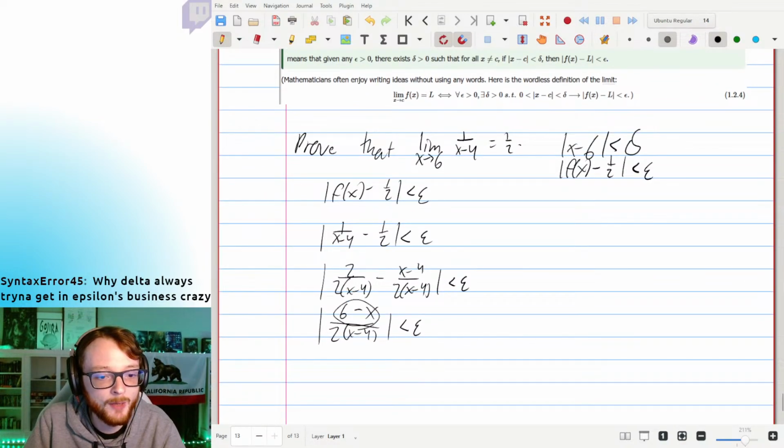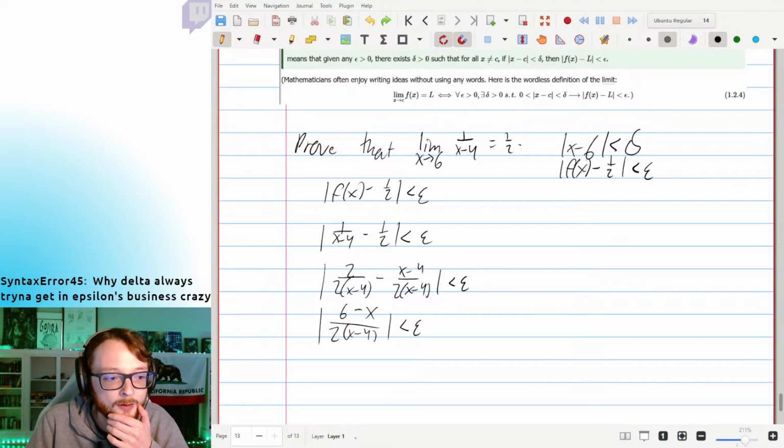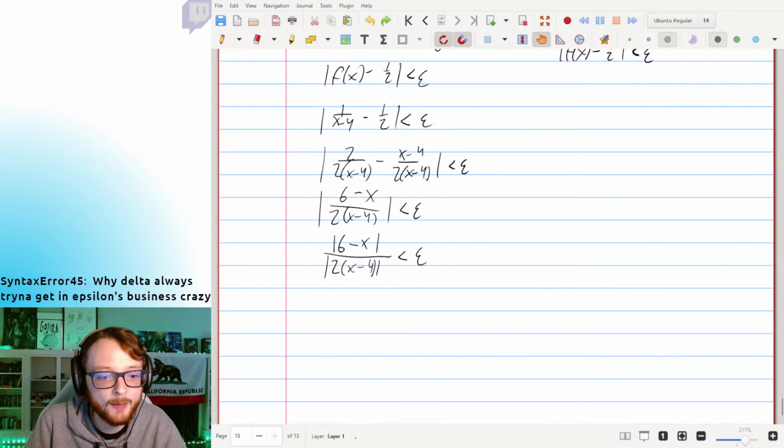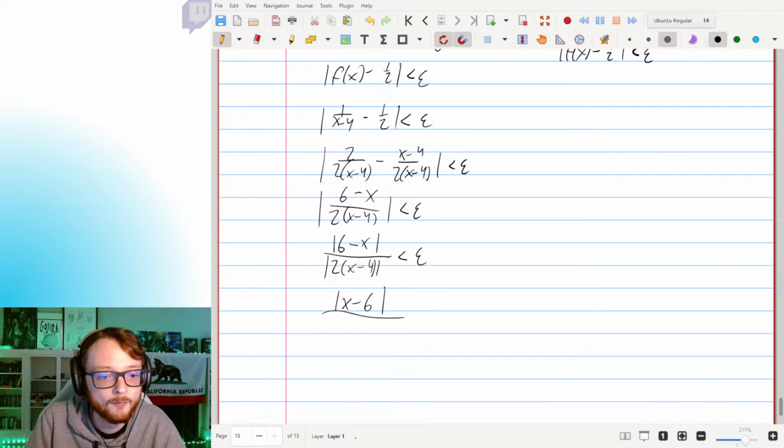And so now we have a 6 minus x here, and it's nearly like the x minus 6 up there. So we can use some absolute value properties and split the absolute value up into each of the fractions. And we also know that the absolute value of 6 minus x is the same thing as the absolute value of x minus 6. And just because it's annoying me, this 2 can come outside the absolute value because it's a positive number.